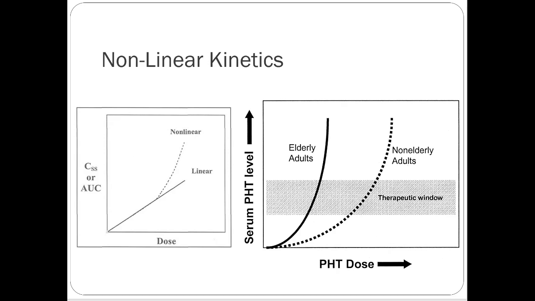The problem is that exponential increase is right in the therapeutic window. So that's a medication we do monitor pretty closely if people are on it. It's not as popular of an anti-epileptic as it used to be. It's an older medication, but it is one example that is nonlinear.